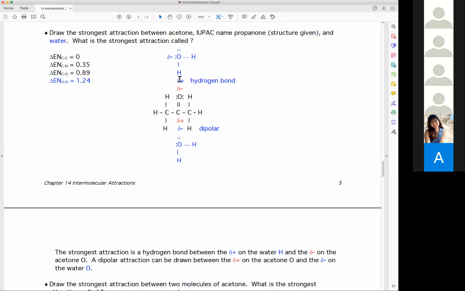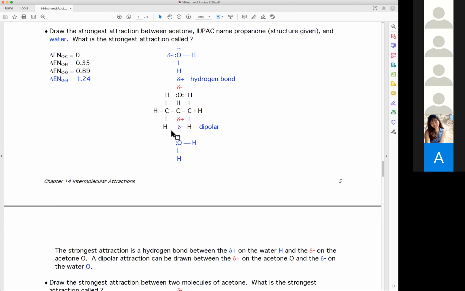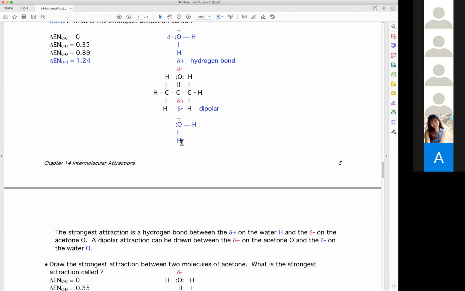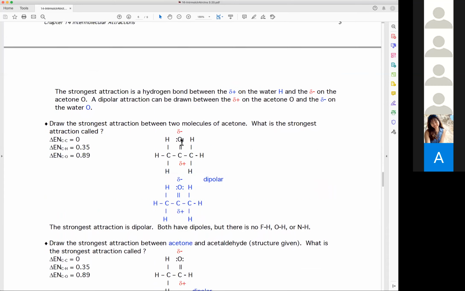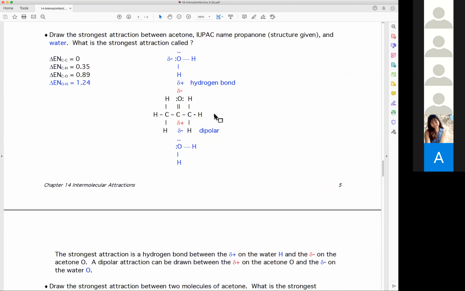Here's the OH and here's the O in the other one. And here's the carbon being attracted. Wait, carbon. Carbon is not one of the criteria for a hydrogen bond. So this is a dipole being attracted to another dipole, but it doesn't meet the criteria of being a hydrogen bond. Oh wait, let me go back. So does acetone dissolve in water? And the answer is yes, because of hydrogen bonding.